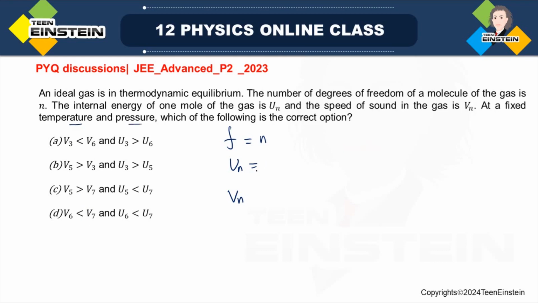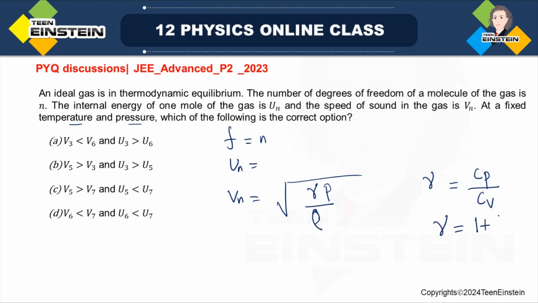This problem is actually a very simple problem if you know the expressions for the internal energy and the expression for the speed of sound in a gas. From the Laplace formula, we know v equals square root of gamma p by rho, where gamma is the ratio of molar specific heat at constant pressure to the molar specific heat at constant volume. So how do you get this Cp by Cv, this gamma? We will get the gamma from the degrees of freedom, and we know gamma will be equal to 1 plus 2 by degrees of freedom, so that is 1 plus 2 by n.